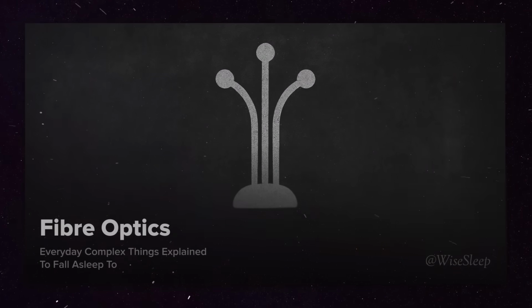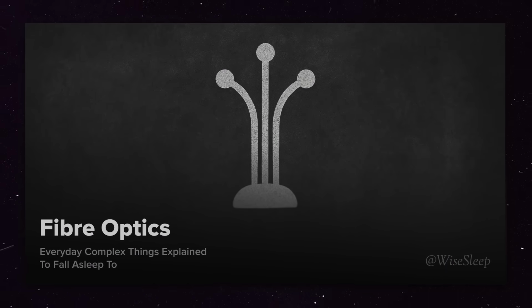Fiber optics. When you stream a movie or join a video call without any lag, there's a good chance fiber optics are making that possible. Fiber optics is a method of transmitting information using thin strands of glass or plastic called optical fibers. These strands are thinner than a human hair and are designed to carry data in the form of light. Instead of using electricity like traditional copper cables, fiber optics use light signals to move large amounts of data quickly and over long distances.